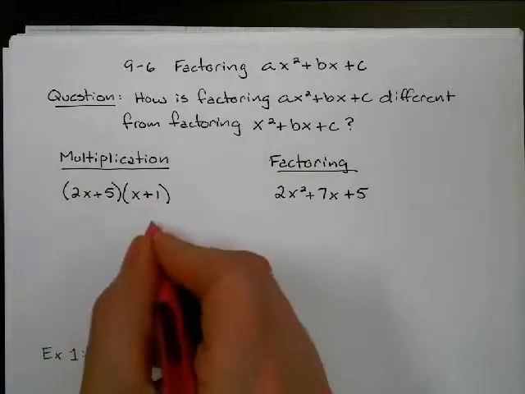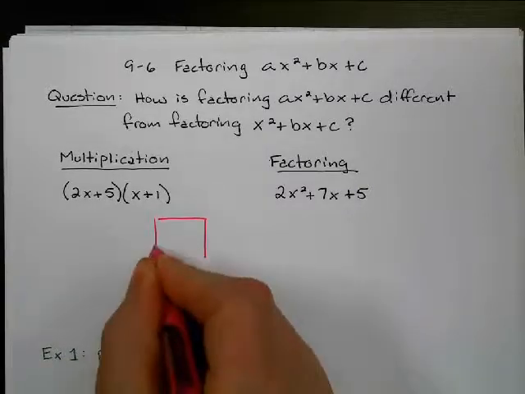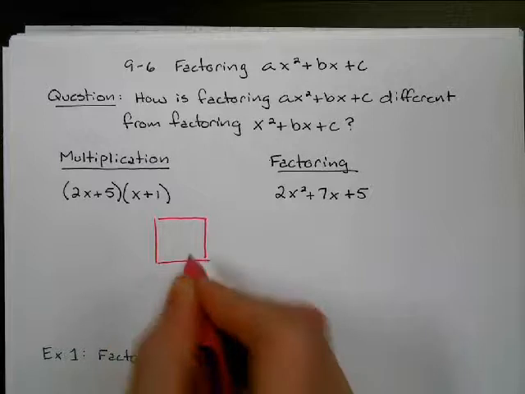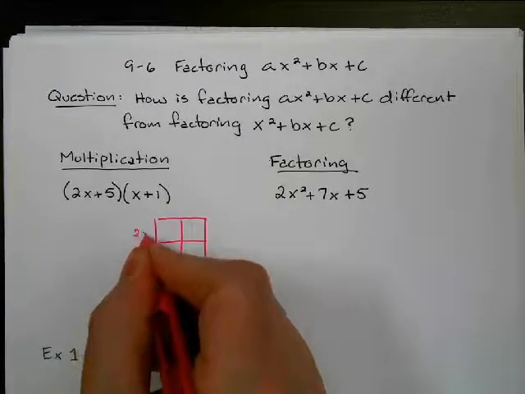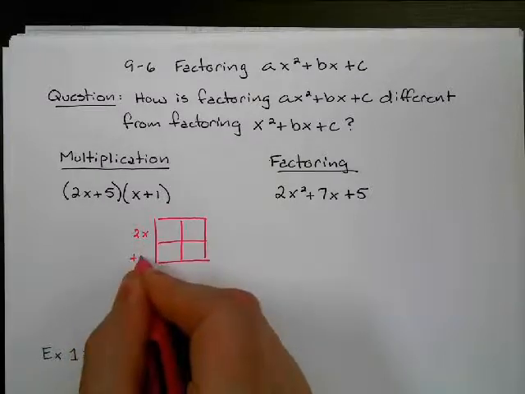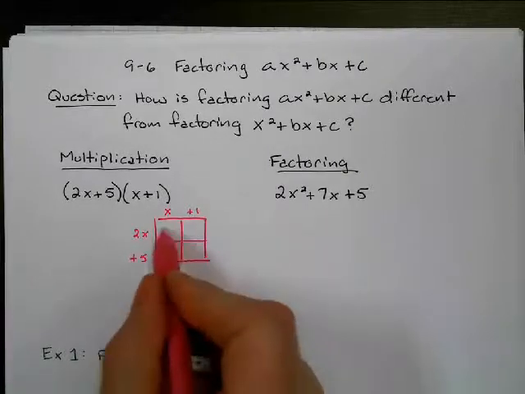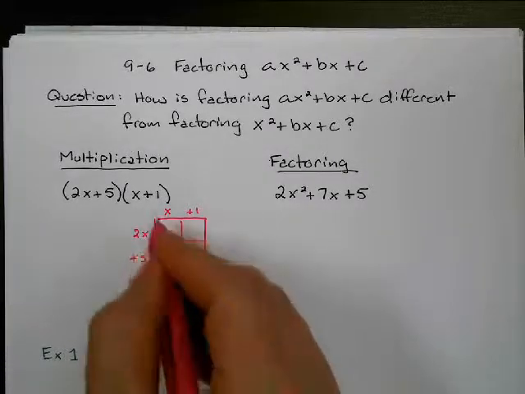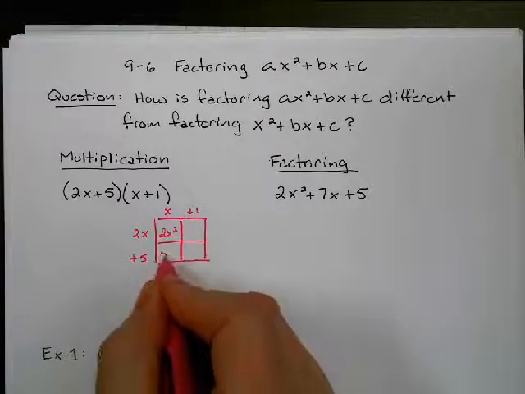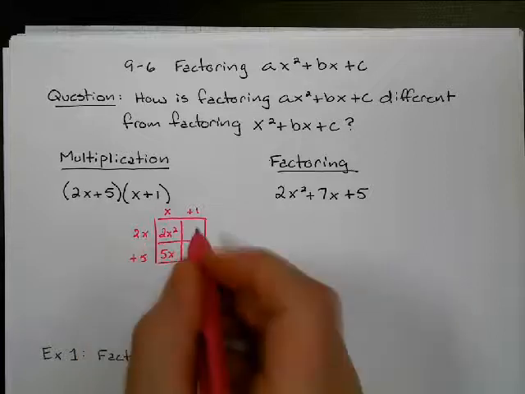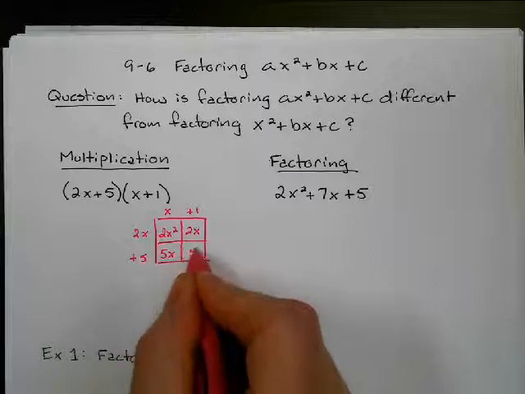So if I were to use the area model for this one, I would have 2x plus 5, and then I'd have x plus 1 here. So over here, this would be 2x times x, which is 2x squared. Here we have x and 5, and we get 5x. This is 1 and 2x, which would give us 2x. And then 5 times 1 would give us 5 here.